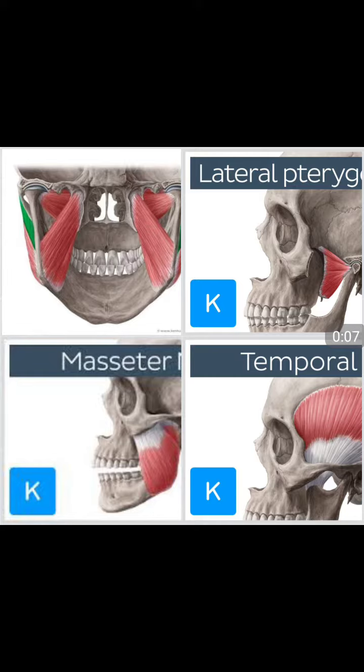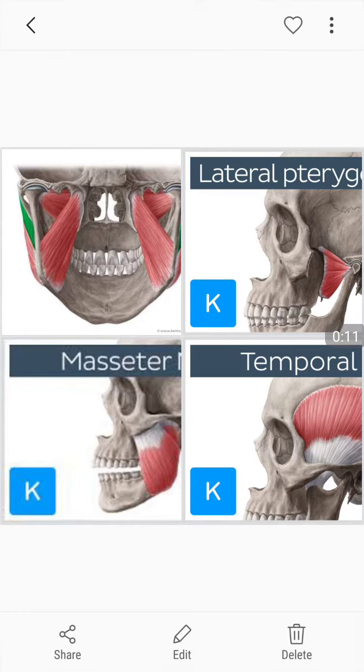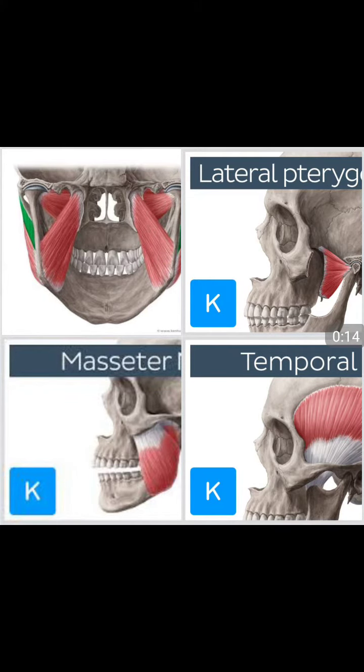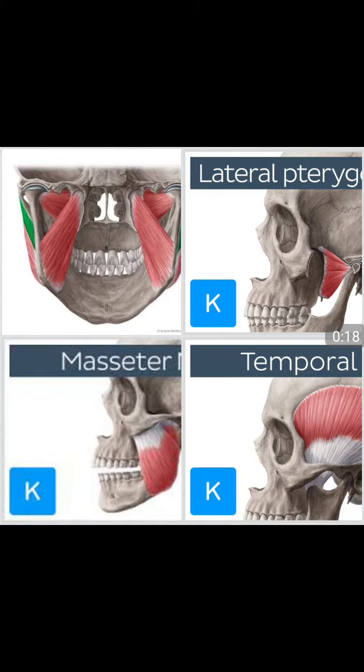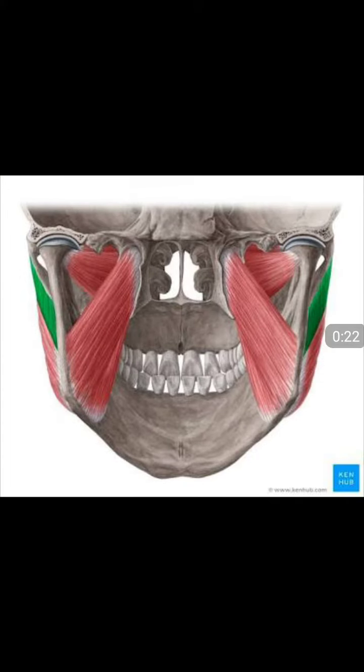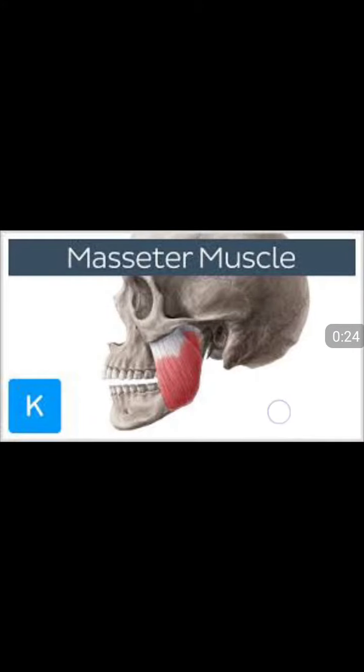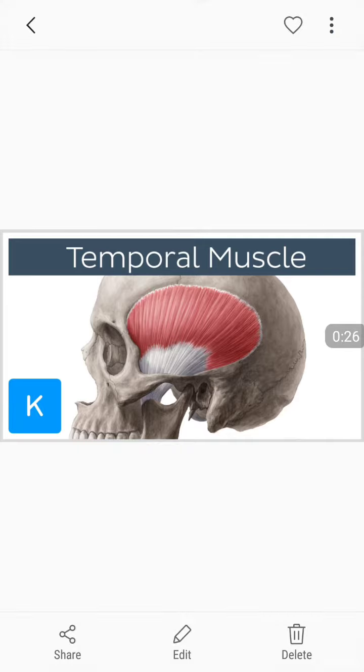Muscles of mastication are four in number. Number one is temporalis, then masseter, and then lateral pterygoid, then medial pterygoid. These are four muscles which are called muscles of mastication. So we will go to all of them one by one.